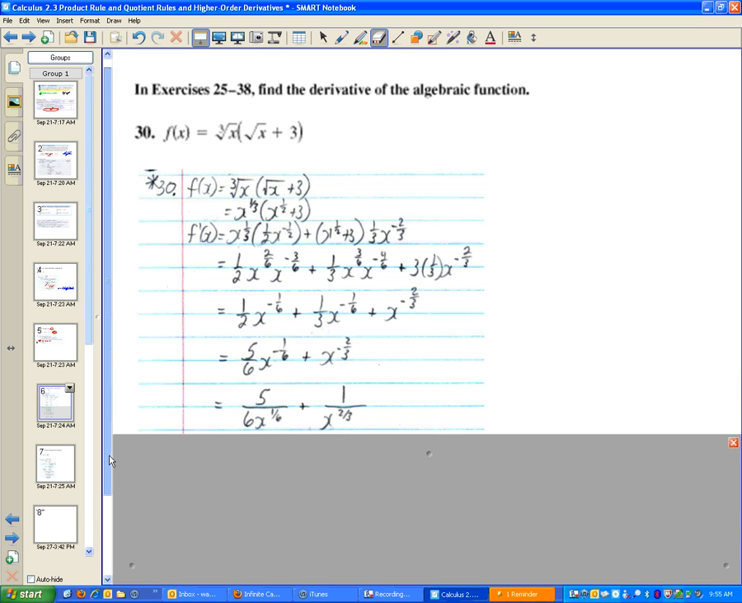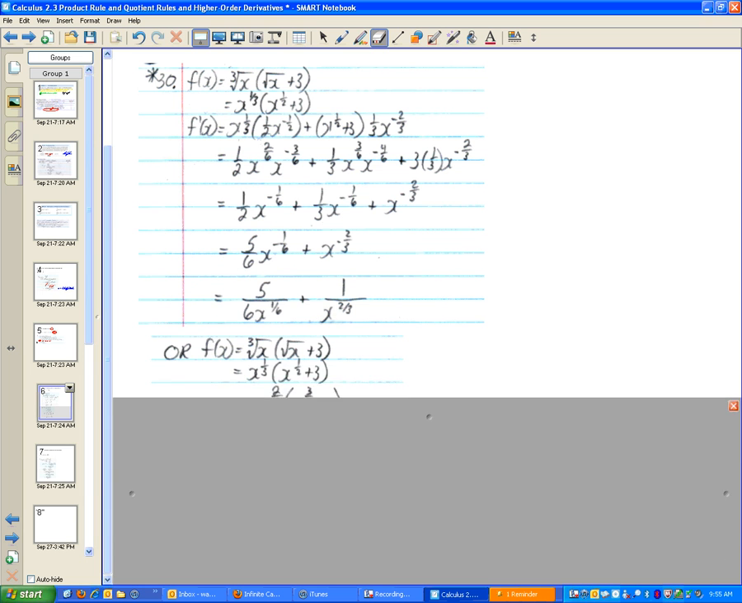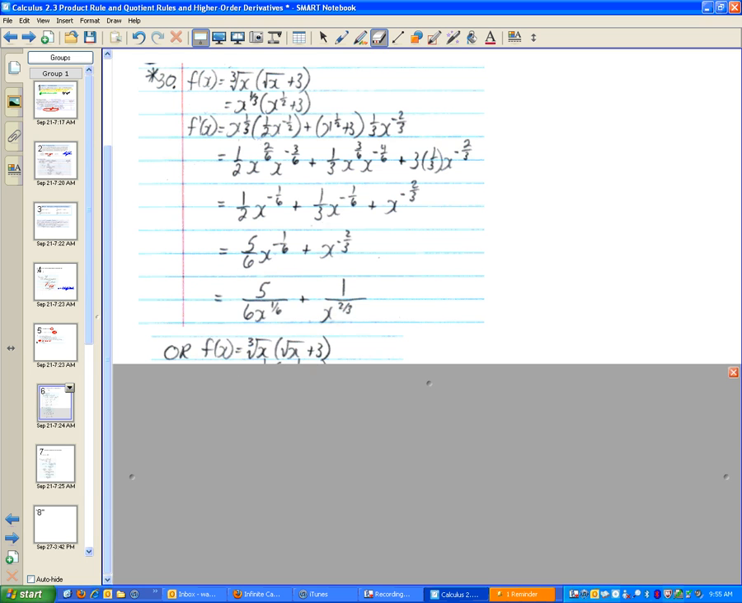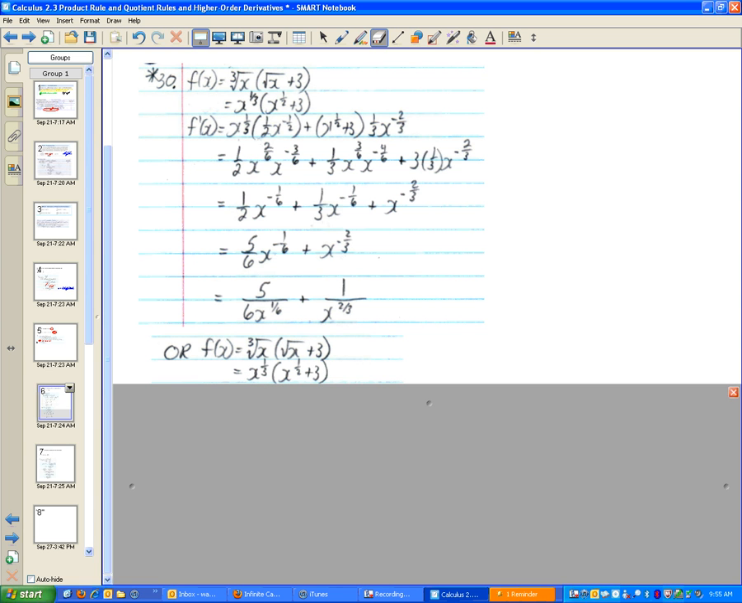Okay? So let's try it in a different order this time. Let's redo it. We've got f of x equals the cube root of x times the quantity, the square root of x plus 3. Let's go ahead and rewrite this in exponential form. But instead of using the product rule, I wonder how this is going to work out if I just multiply that out first. So let's do the annoying rewriting first instead of last.